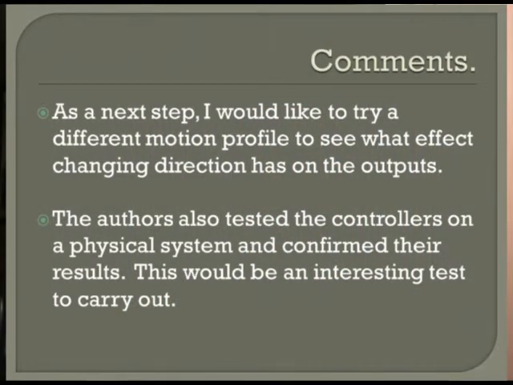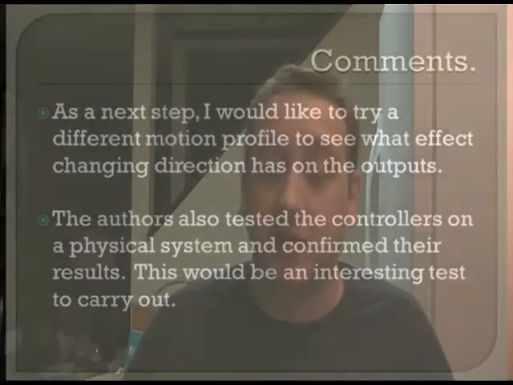The authors also got to test the controllers on a physical system, and were able to confirm that the adaptive controller did improve performance. I work in a group that has access to linear stages like this, and I think it'd be a great chance to be able to try to improve the performance of these axes by carrying out a test like this myself.